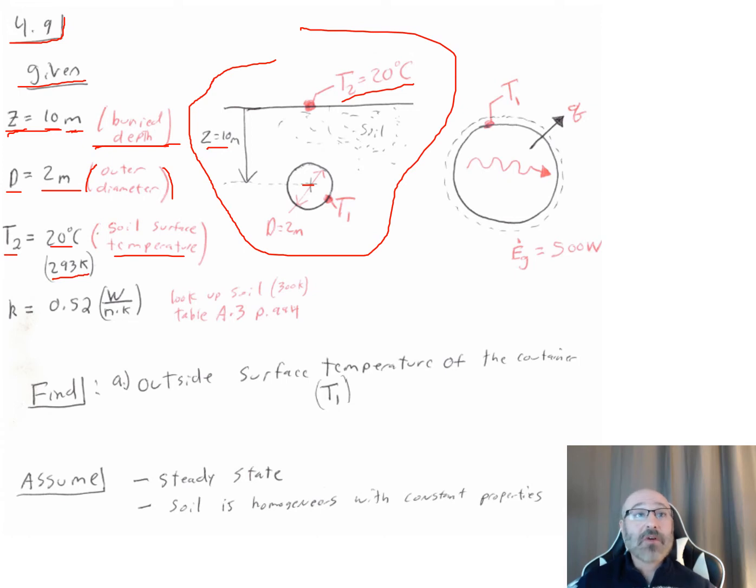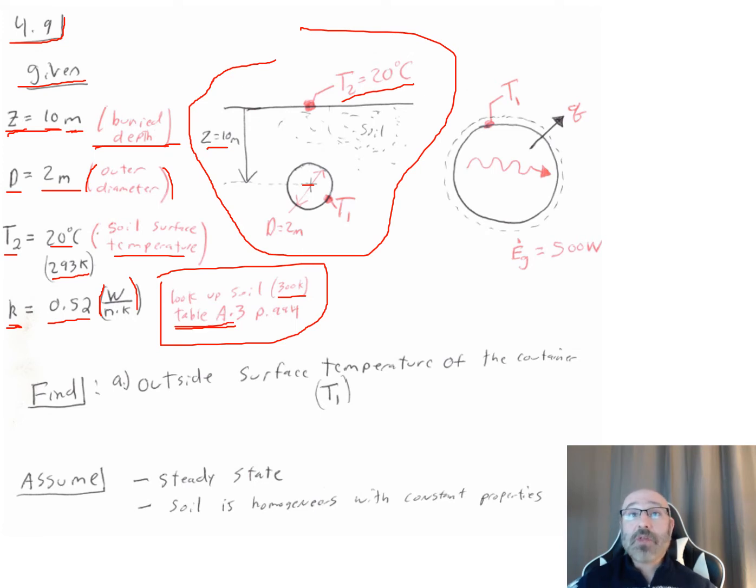Then we also have our K value right here. Now our K value was 0.52 watts per meter-Kelvin. This was not directly given to us in the problem statement. This was something that we needed to look up from Table A3 in our textbook. So we'll take a reference on that, and this will be looked up for soil at 300 K, which is approximately what we're at right there. And we're going to do this from Table A3 in the back of the book.